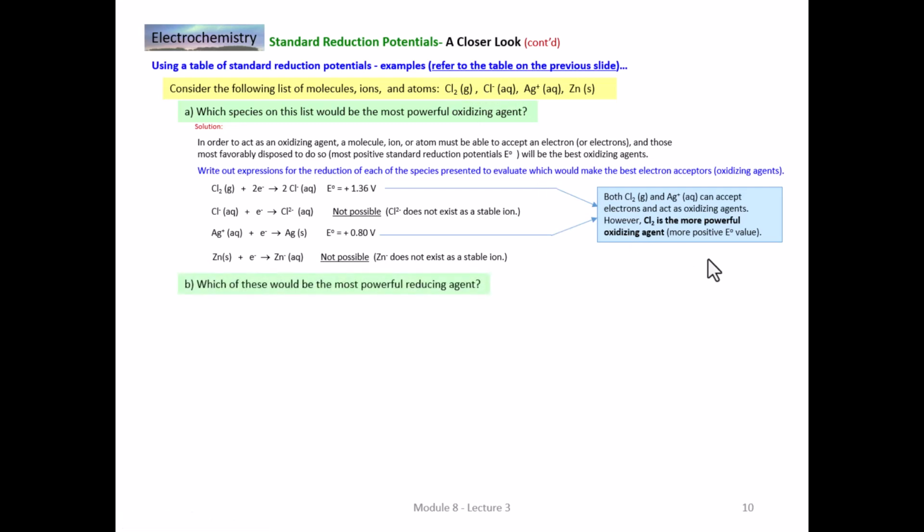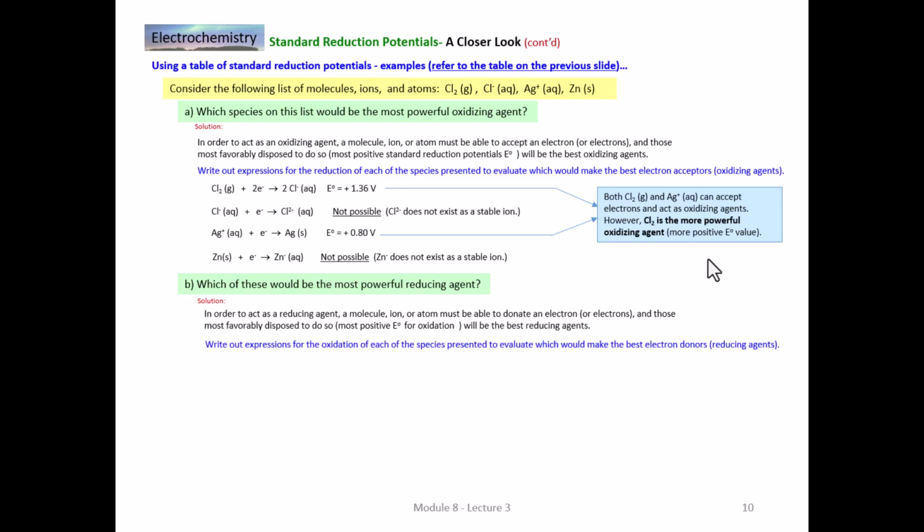How about if we wanted to know which one of these would be the best reducing agent? Well, in order to act as a reducing agent, a molecule, ion, or atom must be very good at donating or giving away electrons. And those most favorably disposed to do so would have the most positive standard potential for oxidation. Those would be the best reducing agents. So what we're going to do is write out expressions for the oxidation of each one of these on our list and see which one would be the best at being oxidized, or would have the most favorable oxidation.